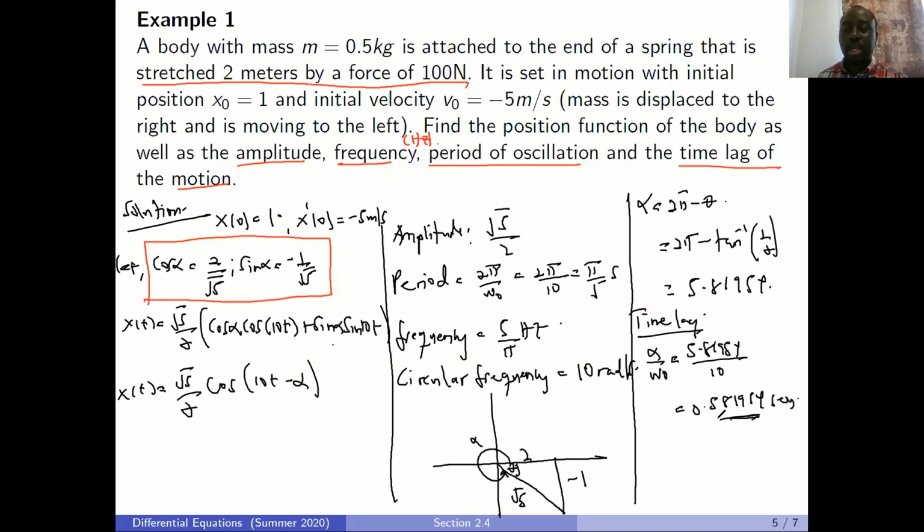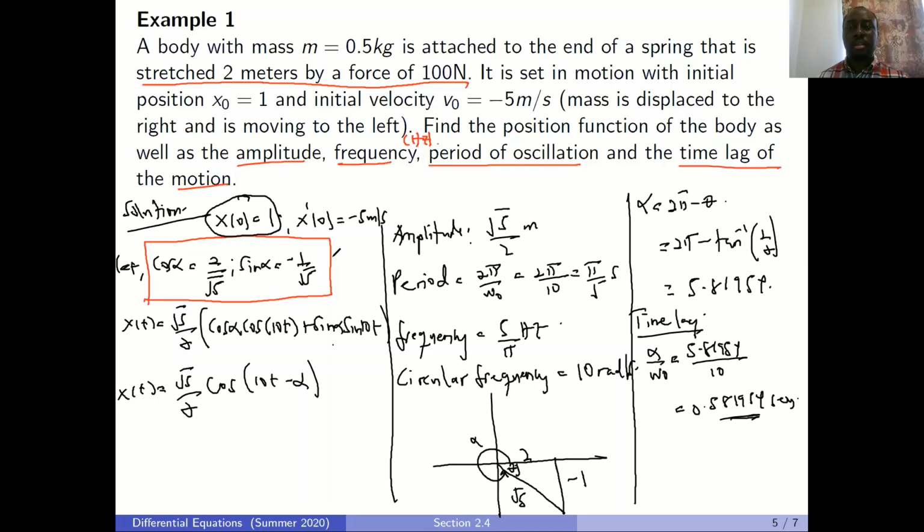So what this time lag is saying is that it's going to take 0.5 or 0.6 seconds before my object is displaced by square root of 5 over 2 meters from its rest position, which is the amplitude. Again, the time lag is the delay in reaching your maximum displacement from the origin. We don't expect that the initial displacement, which is 1, is going to be the maximum displacement. It's very rarely the case. So that's what the time lag tells us.